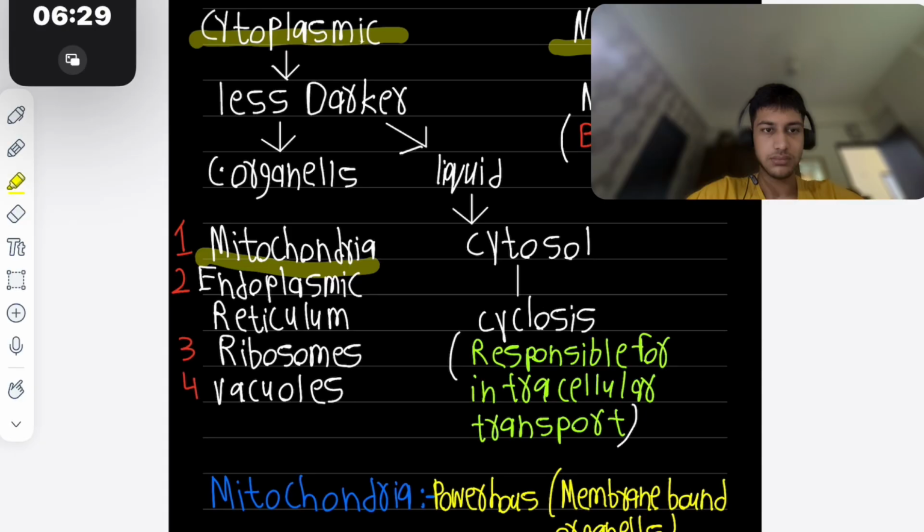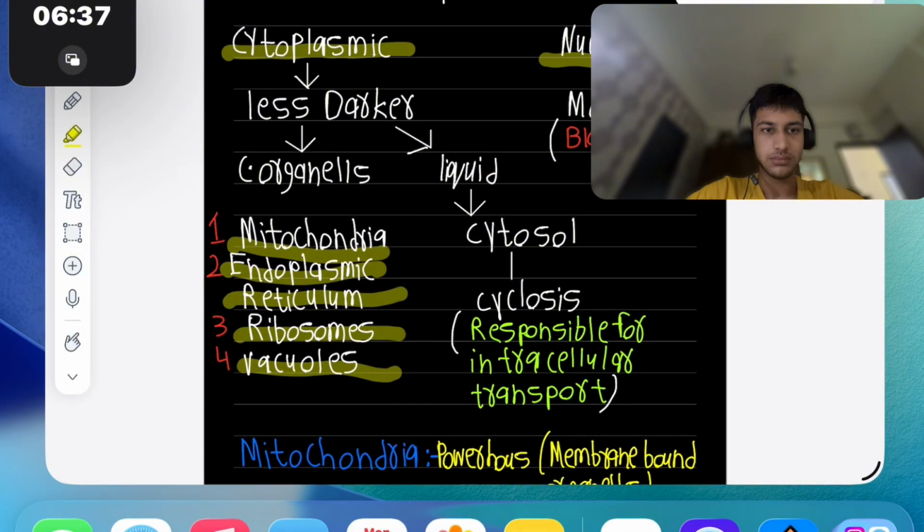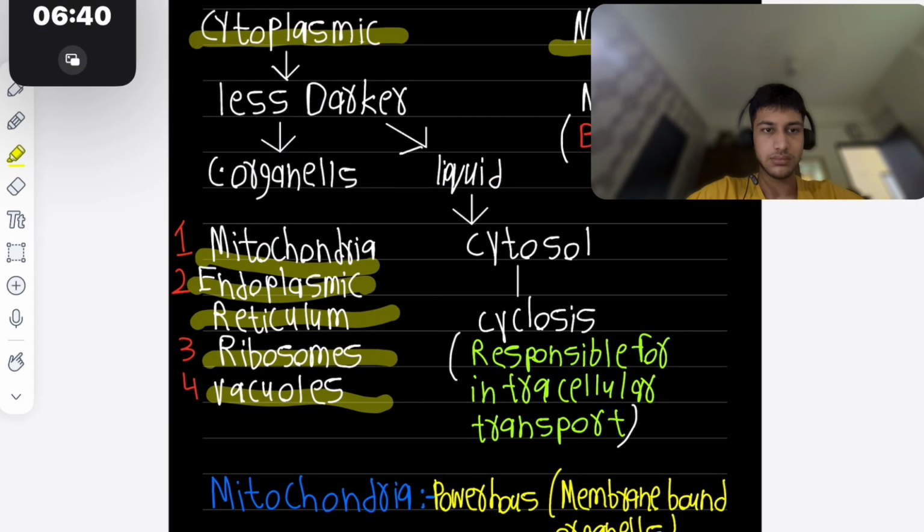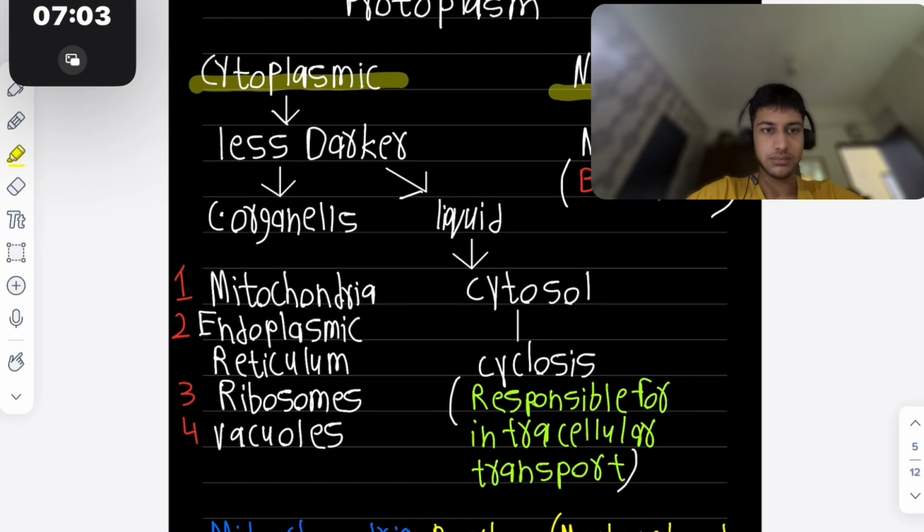Mitochondria, powerhouse of the cell, endoplasmic reticulum, ribosomes, vacuoles. Alright, then it also has this liquid which is called cytosol. What it does is cyclosis, responsible for the intracellular transport. All the transport in the cell is done by this cytosol, right? Remember that. Remember also that the nucleoplasm is darker, more dense.